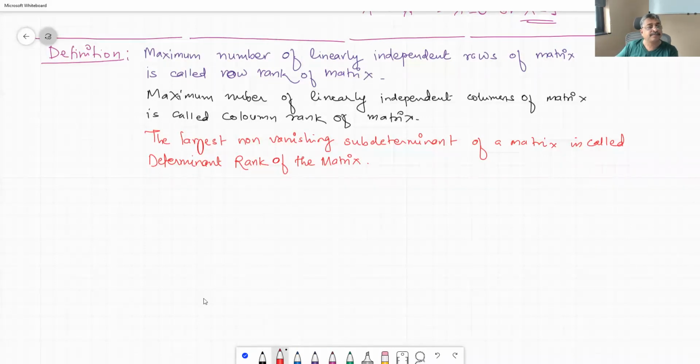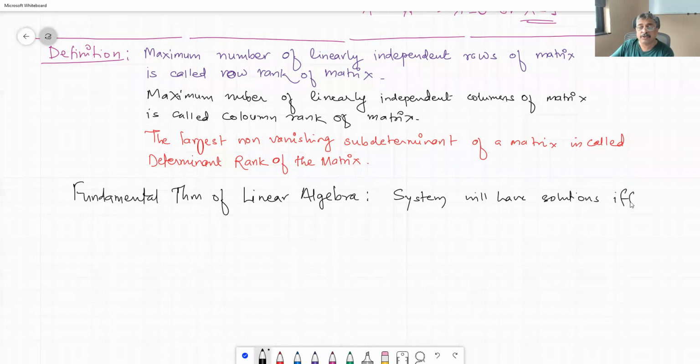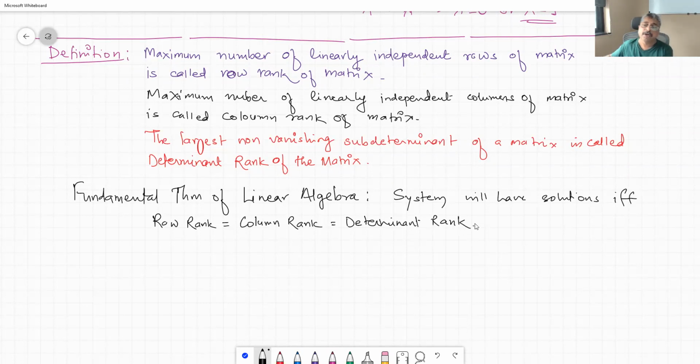Fundamental theorem of linear algebra. The system will have solutions if and only if row rank is equal to column rank is equal to determinant rank. Now, let me explain this by taking examples. Okay.